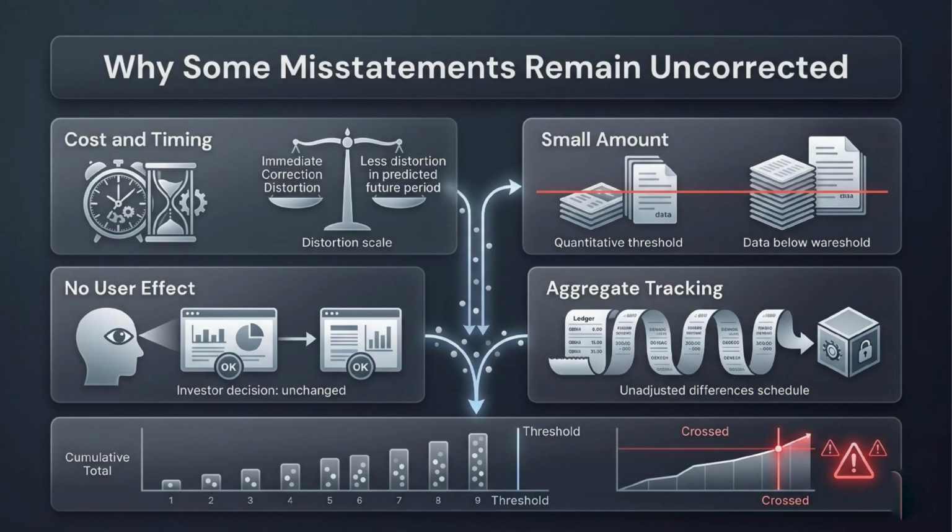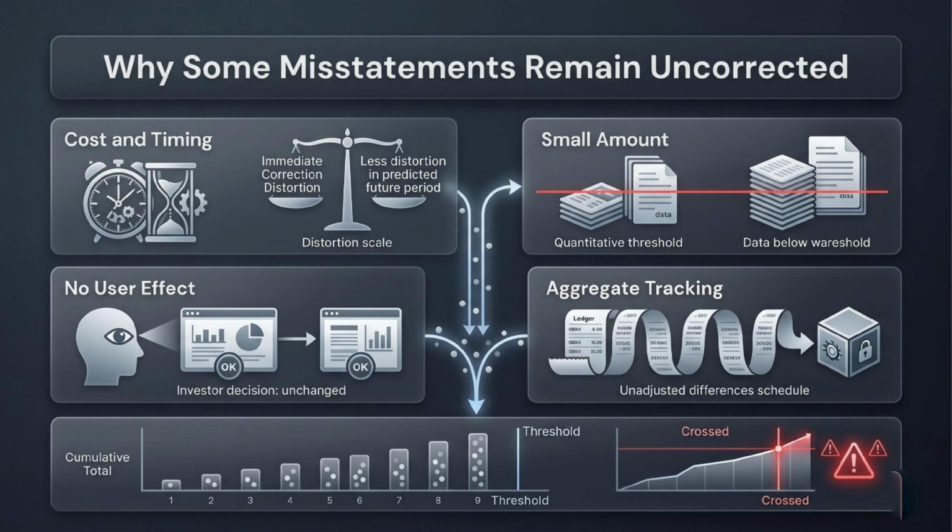Why do some misstatements remain uncorrected? Because immaterial items may not justify adjustment in the current period, but that decision still requires documentation. There may be cost and timing considerations. The dollar amount may be clearly below the quantitative threshold. Management and auditors may conclude that a reasonable investor or creditor would not change a decision because of the item. But even then, the item must be tracked. Immaterial does not mean invisible.